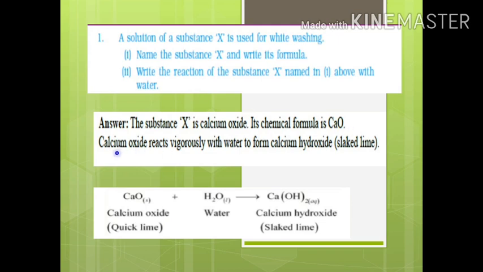And how is it reacting with water? It will react vigorously with water to form calcium hydroxide. Calcium hydroxide we call slaked lime. The chemical equation for that is CaO plus H2O gives Ca(OH)2.